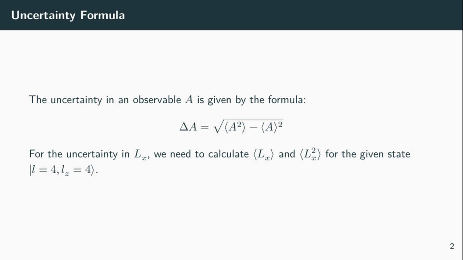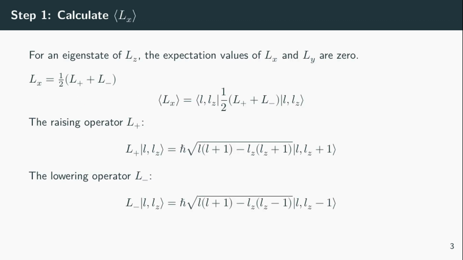To find the uncertainty in any observable, let's call it A, we use a standard formula from quantum mechanics. The uncertainty delta A is equal to the square root of the expectation value of A squared minus the expectation value of A all squared. In our case, we want the uncertainty in Lx, so we need to calculate the expectation value of Lx and the expectation value of Lx squared for our given state. That's the state where L is 4 and Lz is 4. Right. Let's start with step 1, calculating the expectation value of Lx.